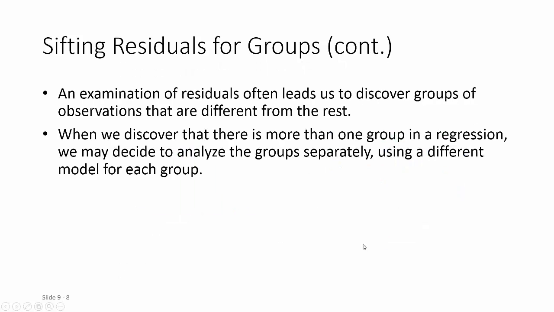So by examining the residuals in this case, we may have discovered some groups that are different from the rest of the observations in the data set. And what's really important is if there are groups, we're going to want to consider carefully how we're going to analyze the data. That is, do we want to look at the data as one whole group, or do we want to separate the data into separate subsets, which may allow us to add to our analysis?